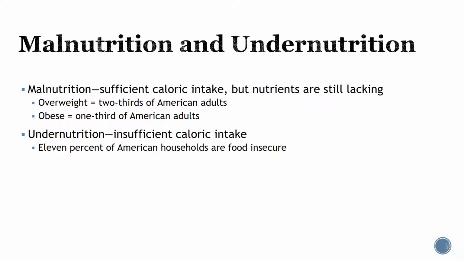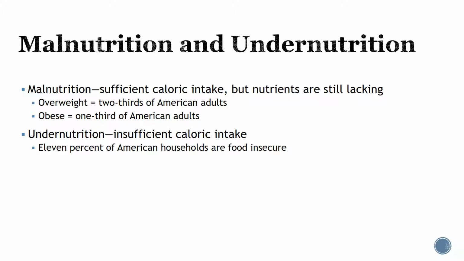We'll talk a little bit more in class this week. This is malnutrition versus undernutrition. So what's the difference? Why are there two categories? Malnutrition is when a person has a sufficient amount of calorie intake. They're eating the amount of calories that they need, but the nutrients are still lacking.